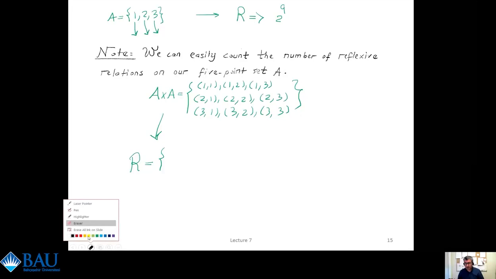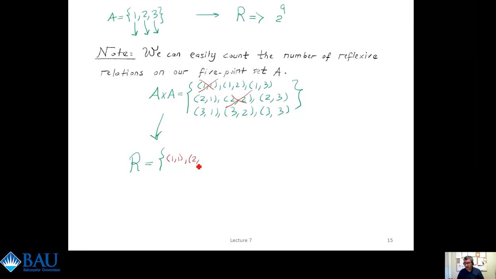Let me change the color. I want to use 1, 1. I wrote it. Use 2, 2 because I'm trying to make this one relation reflexive, and also I need 3, 3. Now you can add anything that you want. Definitely the set that you have will be reflexive because we have 1, 1, 2, 2, 3, 3. These are enough to say that this relation is reflexive.